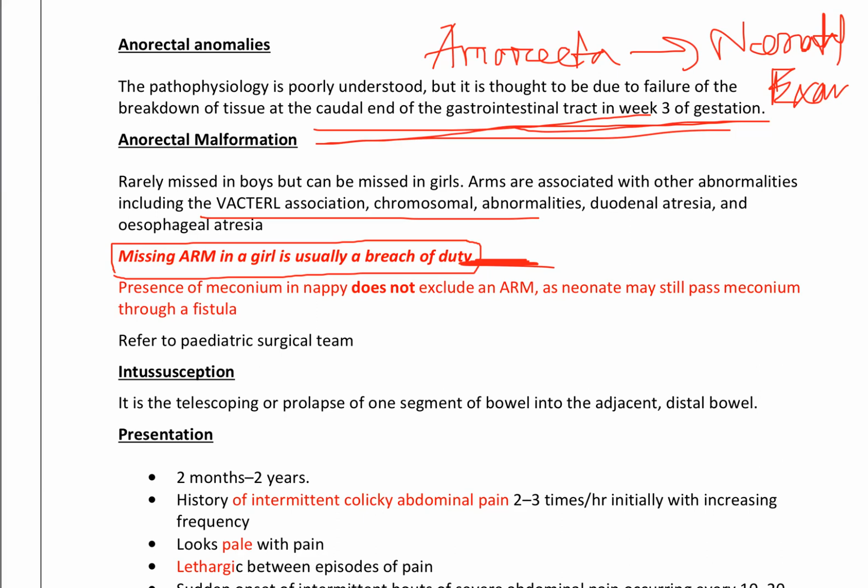You have to take it. Sometimes a child with anorectal malformation can pass meconium through a fistula. Still, anorectal anomalies are something you have to refer to the pediatric surgical team. You have to keep the child NPO, because at the neonatal time there could be some problems related to this. They need surgery, depending on how severe the presentation is.